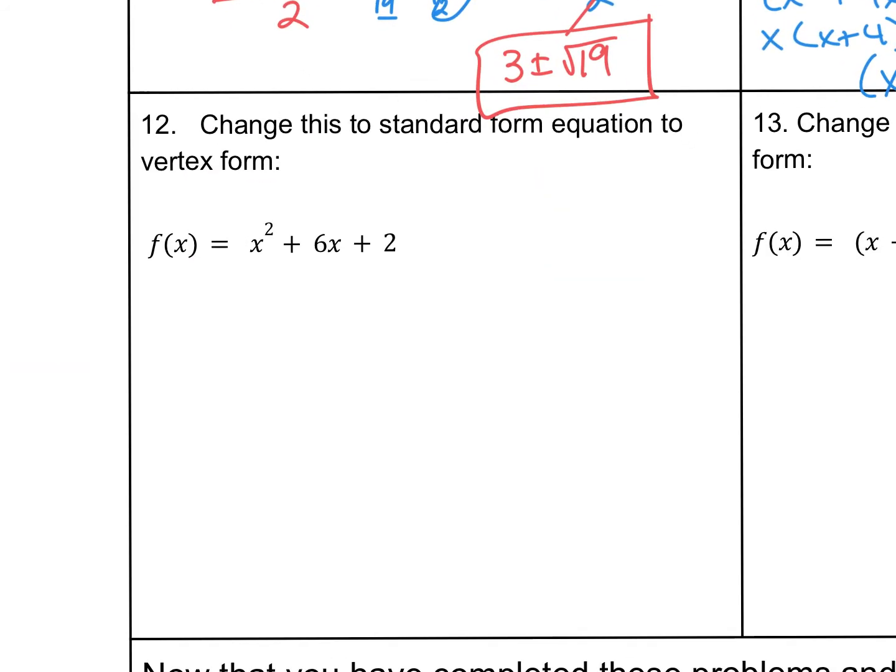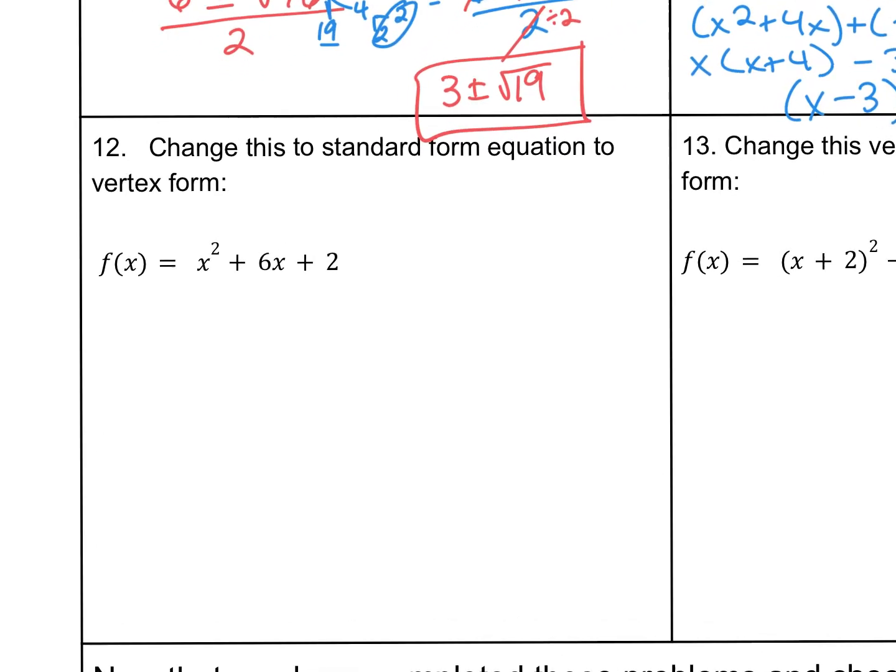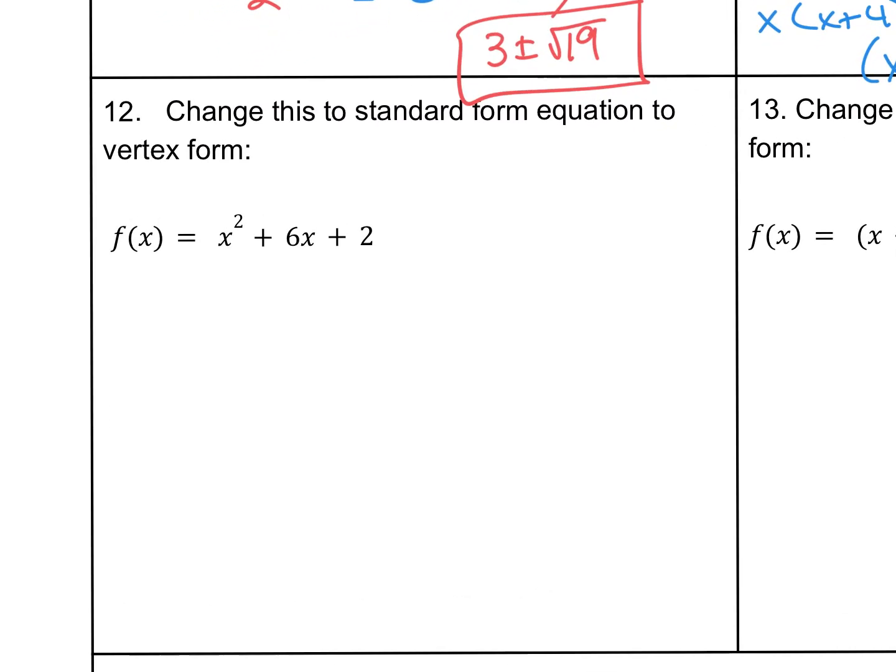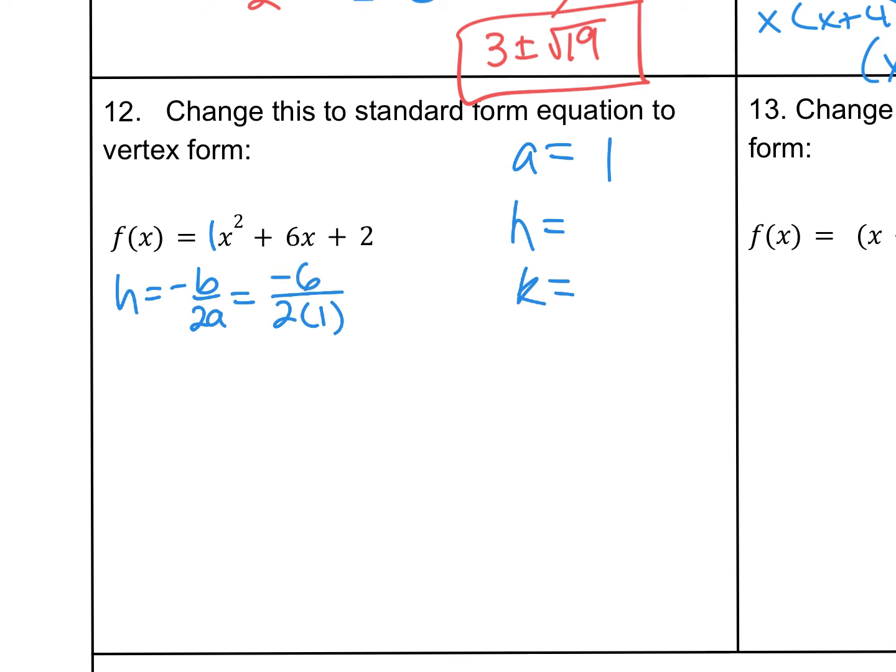Okay. Changing from standard form to vertex form. So the easiest thing here is we know that we need A, H, and K to get into vertex form. So A is going to be the same thing as what it would be with quadratic formula. So it's just a 1. Okay. H, we would find that by doing negative B over 2A. So we just said A was 1. B is going to be 6, so negative 6. And this would simplify to give me negative 3.